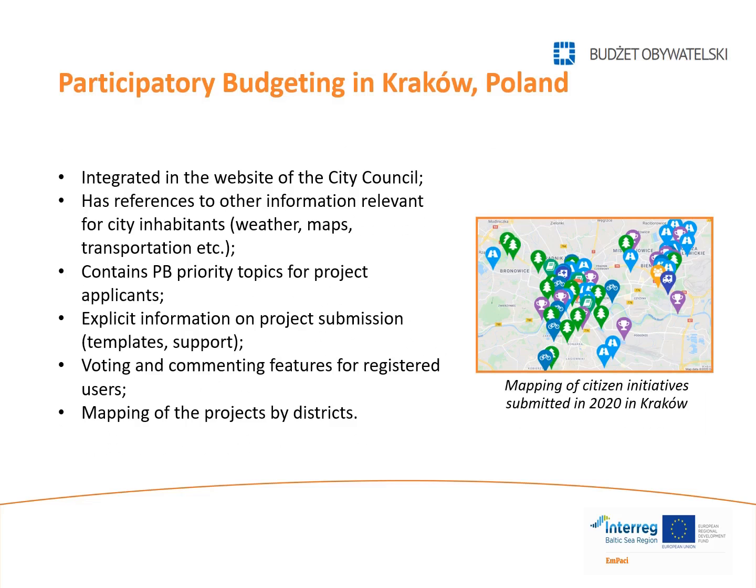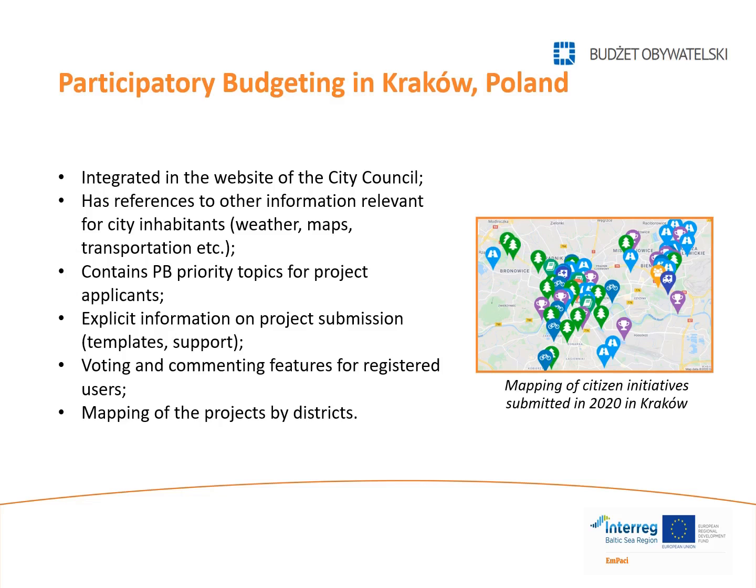Here on this slide you can see some facts about the participatory budgeting process in the city of Krakow, Poland. The picture depicts the map of a submitted PB project, which is easy to navigate through. In general, Krakow has its own participatory budgeting platform which is integrated into the city council website. The website has a number of references to different kinds of information relevant for city inhabitants, such as the weather, administrative services, transportation, etc. Therefore, participatory budgeting as one of the website sections is visible and accessible enough.